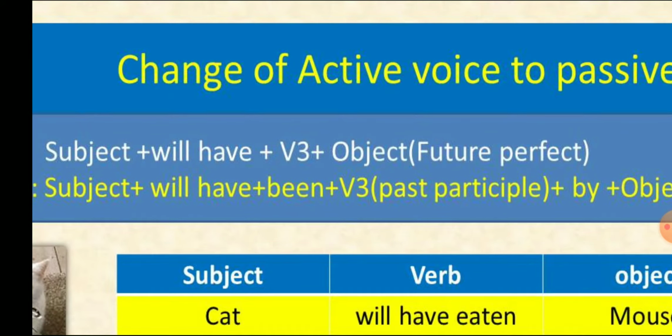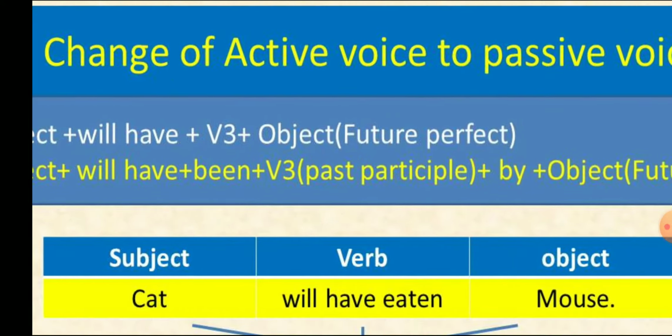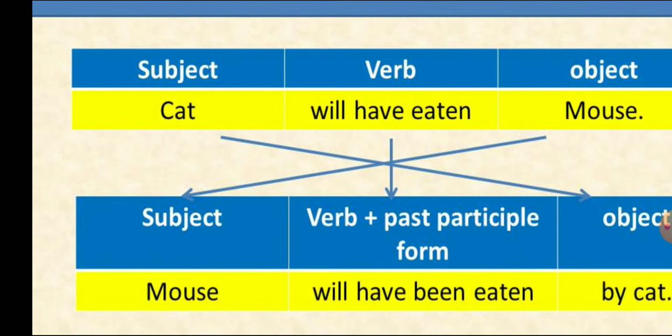So what is the structure for future perfect in active? It is subject plus will have plus v3 plus object. In passive, it is subject plus will have plus been plus v3 plus by plus object. So likewise, we have made the change. Whenever we see had, have, has, following that should be been. So likewise, we have made the change from active to passive for future perfect also. Cat will have eaten mouse. Mouse will have been eaten by cat.